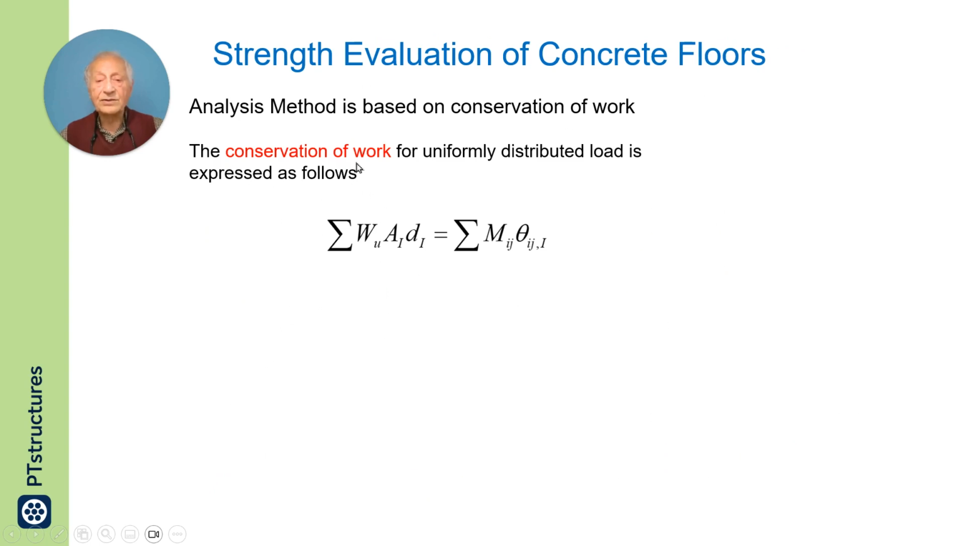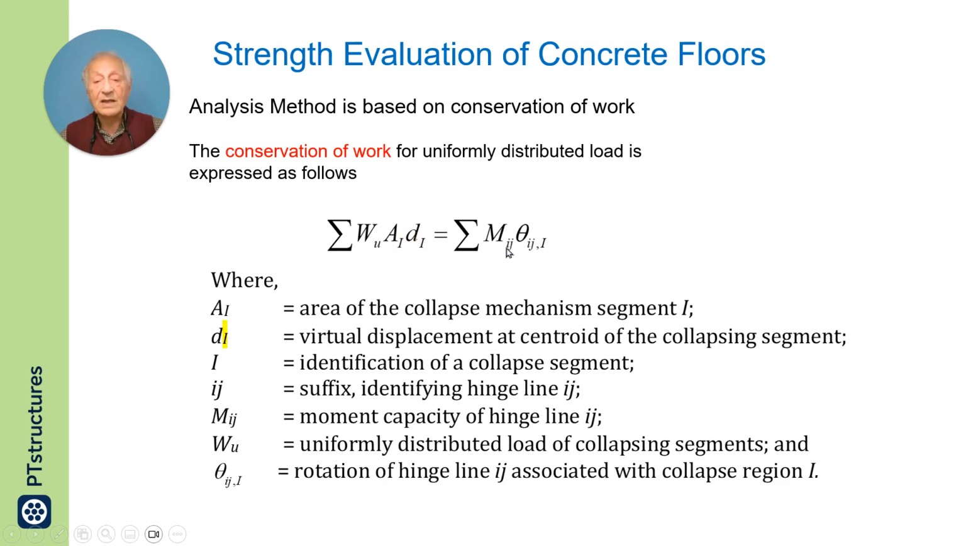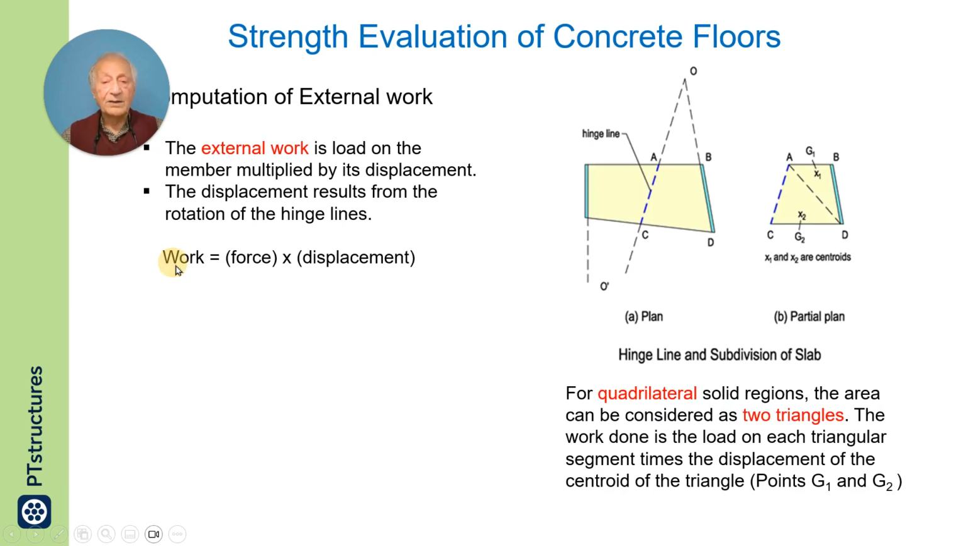The conservation of energy for a uniformly distributed load is expressed like here. Load applied per unit area, that is the force or demand per square foot, times the area of the segment, times the displacement of the centroid of the segment, is equal to the moment of the hinges around the segment times the rotation of each. This is moment times rotation, is force times displacement. This is really all that it says.